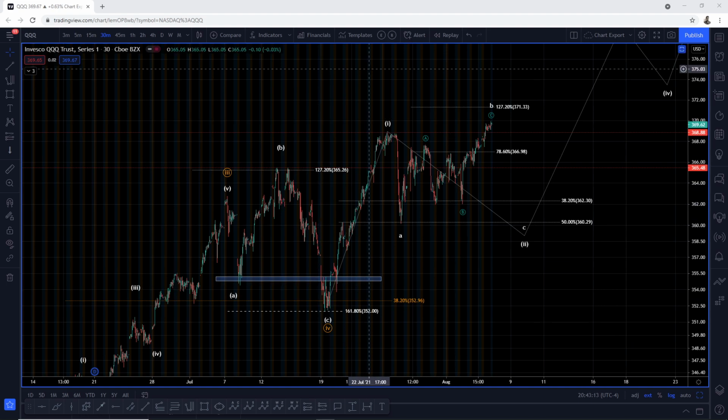So if you watched last night's video, you'll know that this is the move that we were looking for, a push above the previous all-time high and towards the 1272 external retracement resistance level. This is the same pattern that we're looking at for the SPY and the Qs alike.